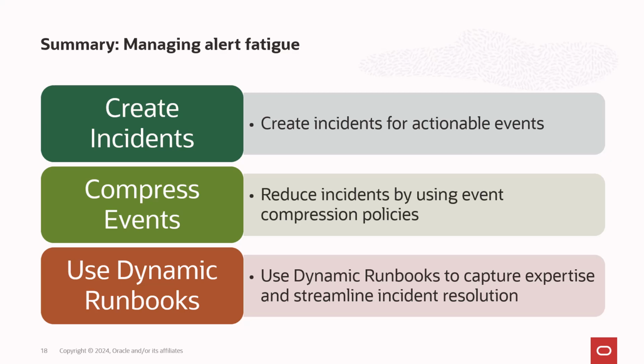Let's recap our solution for managing alert fatigue. First, identify events that are actionable and create incidents for these events. Second, when creating incidents, use event compression policies to reduce incident volume. Finally, create and use dynamic runbooks to capture your subject matter expertise in resolving incidents, or even use it on metrics to prevent impending issues from becoming incidents. Making this expertise available in an executable runbook for your ops teams reduces trial and error approaches and enables a more streamlined way to triage and resolve incidents.